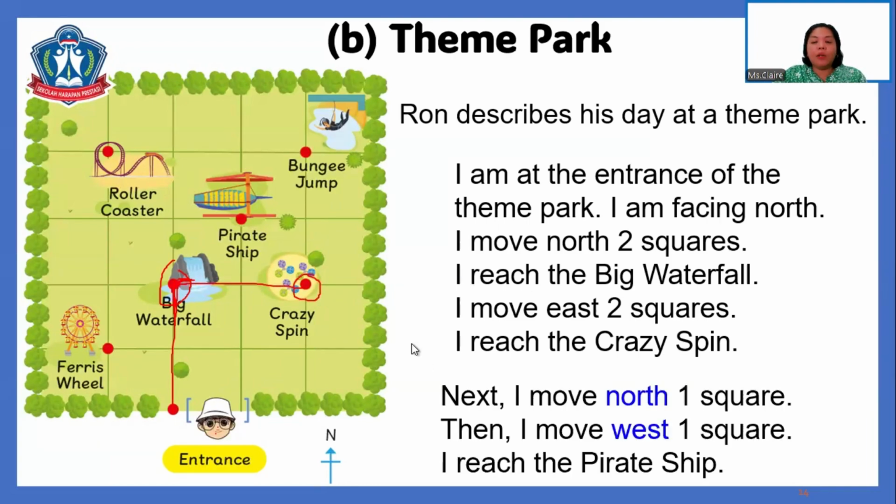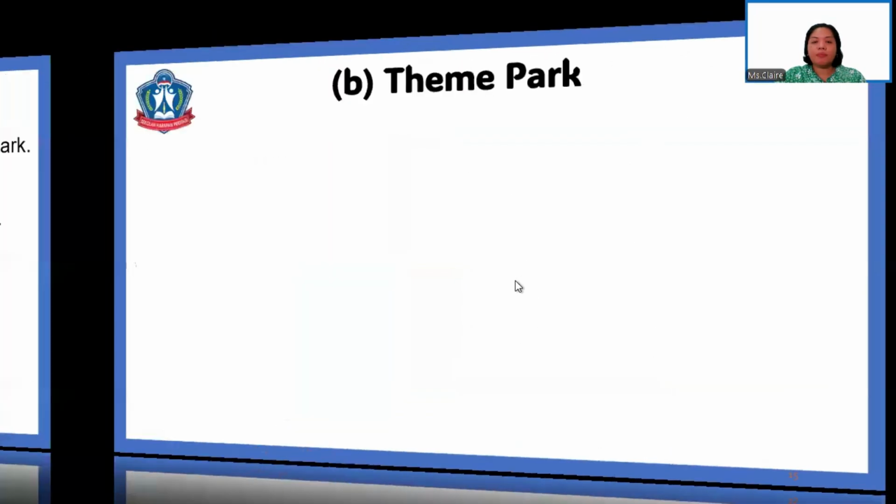After that, I move north 1 square. And then he moves to the west 1 square, and he is now in the pirate ship. Now, from the crazy spin, children, when he turned here, he did the anti-clockwise, because he turned his body to the left side. Go straight here, then anti-clockwise again, and move to the pirate ship. Next.